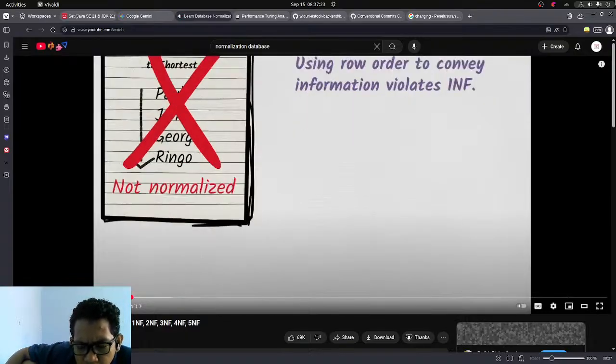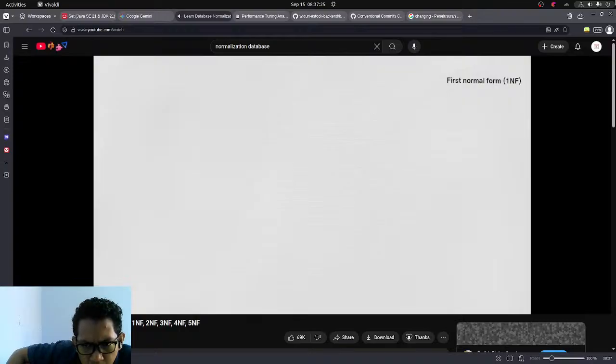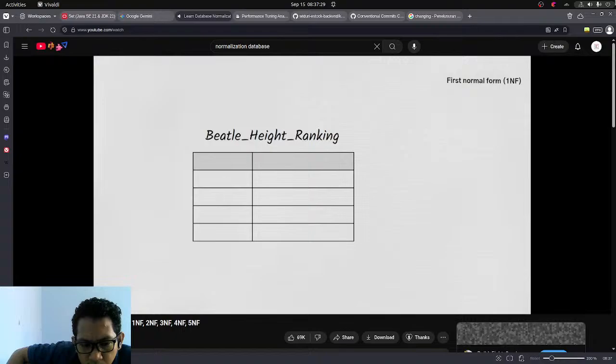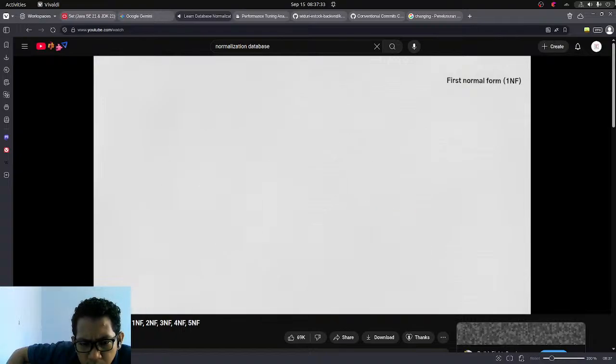The solution is very simple. Be explicit. If we want to capture height information, we should devote a separate column to it, like this. Or even better, like this.